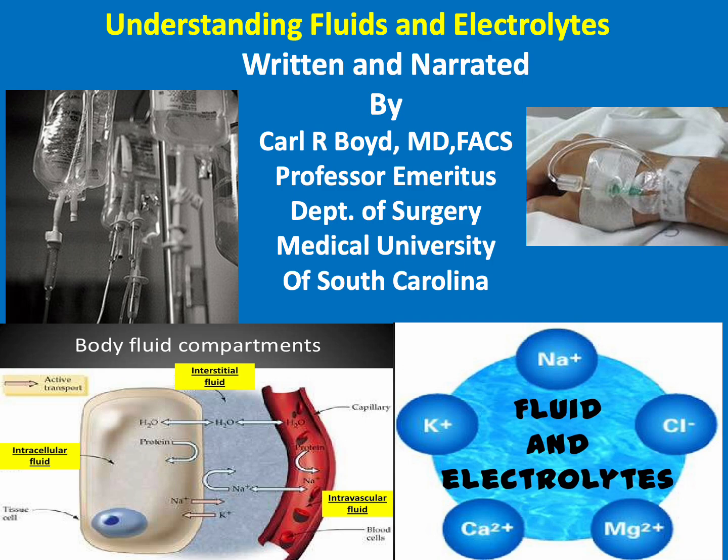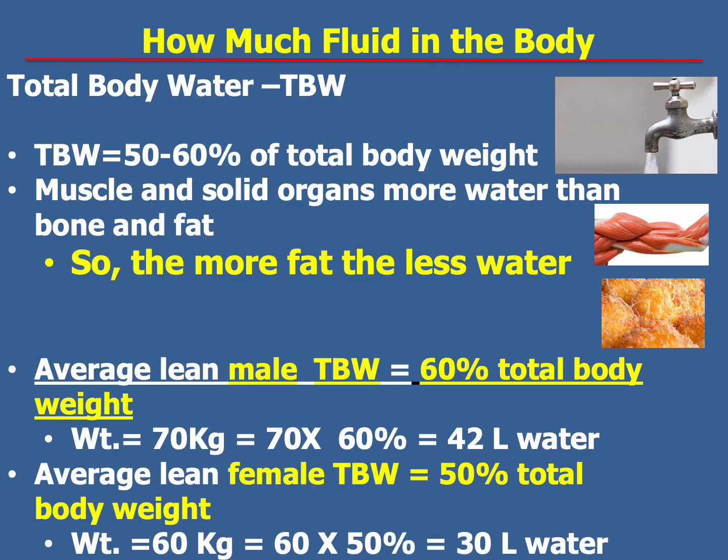The human body is mainly composed of water. 60% of a male's total body weight is water, and 50% of the female body weight is water. So a 70-kilogram male would have 42 liters of water distributed throughout the body, and a 60-kilogram female would have 30 liters. So that's how much water, but where is it?